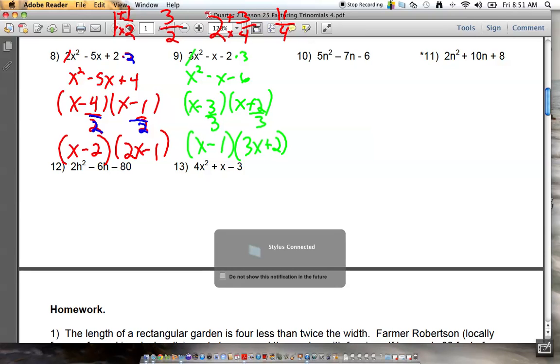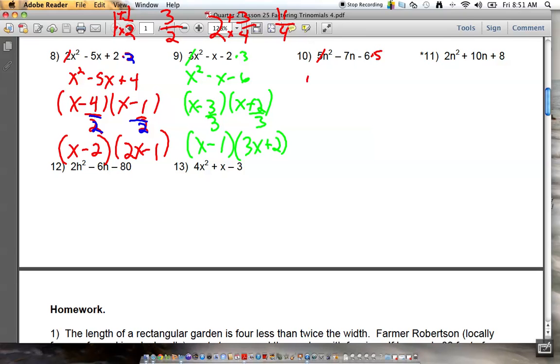Okay, so I begin by multiplying this by 5. I look for a common factor, there is not one. So then I have n squared minus 7n minus 30. I need to factor that. What do I get? Thank you. What do I get? N minus 10 and n plus 3.